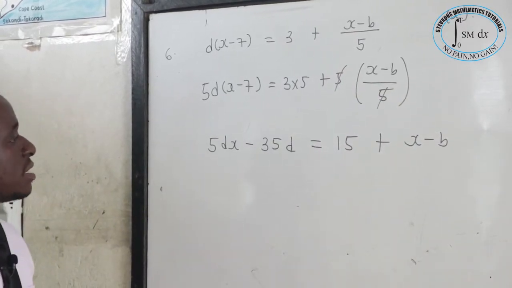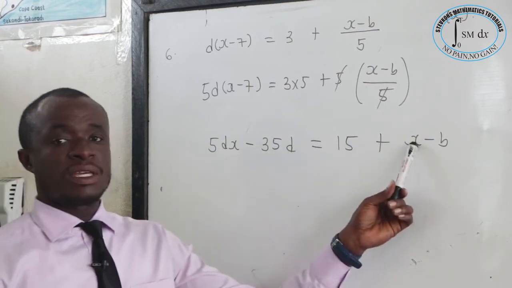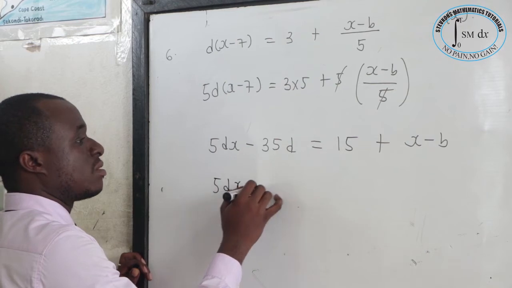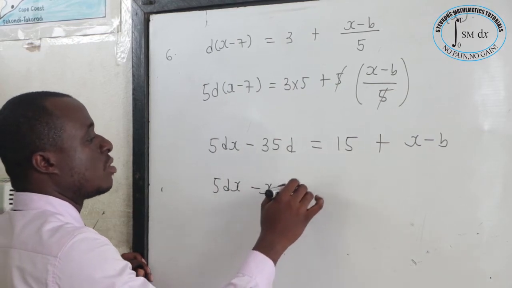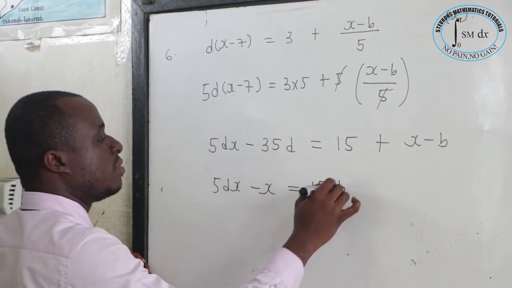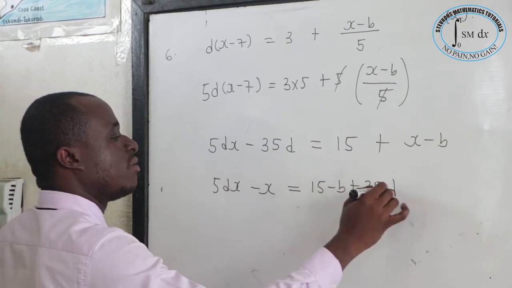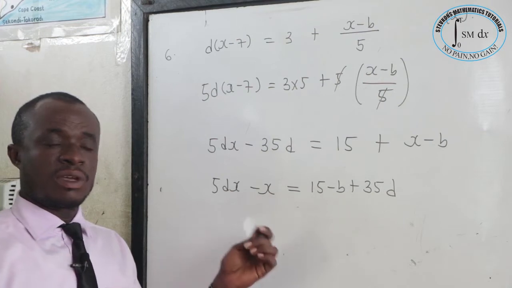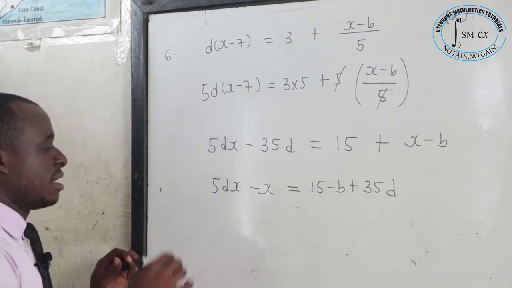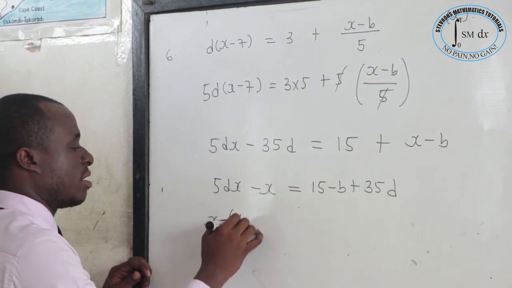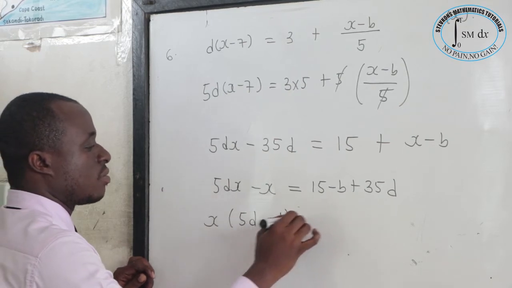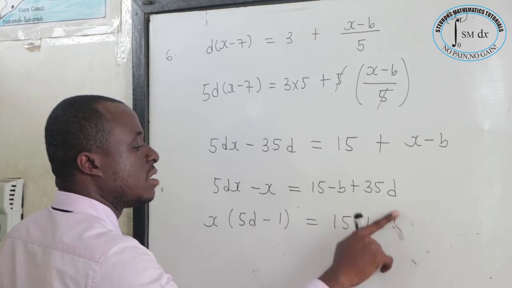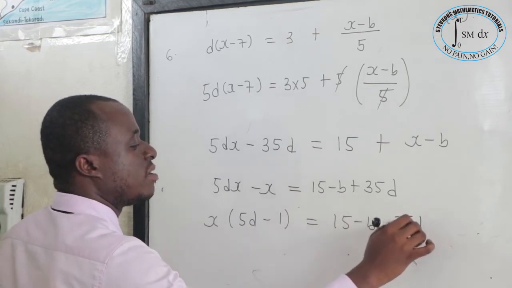We want to make x the subject. There's x here, there's also x there. What do we do? We group like terms. We have 5dx minus x equal to 15 minus b plus 35d. Now there's x here, there's also x here, so I can factorize the x out because it is a common factor. I'll have x(5d minus 1) equal to 15 minus b plus 35d.